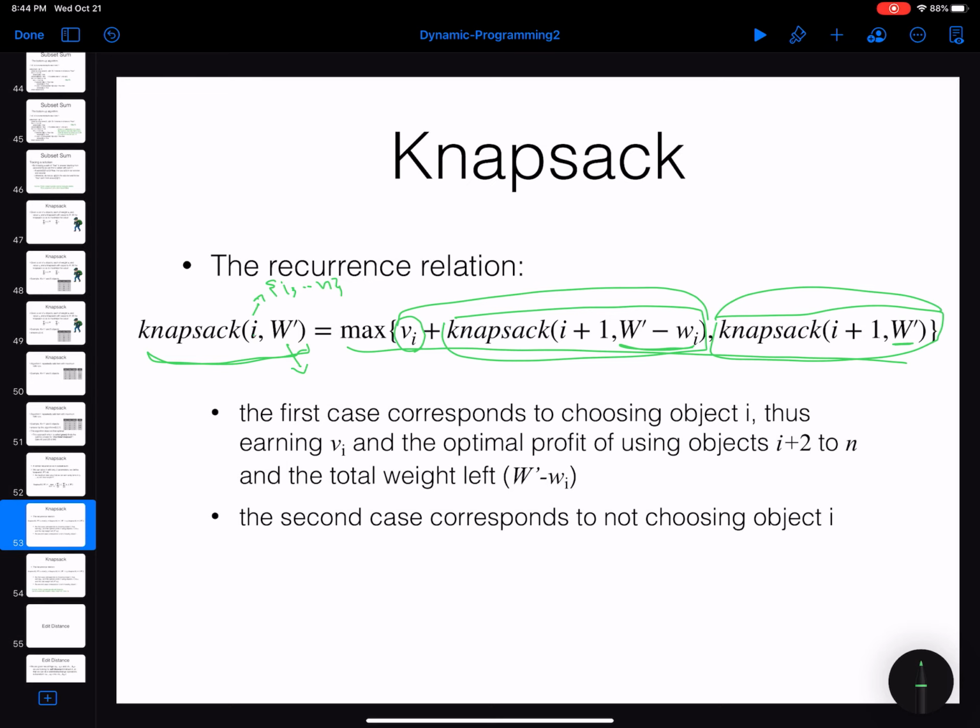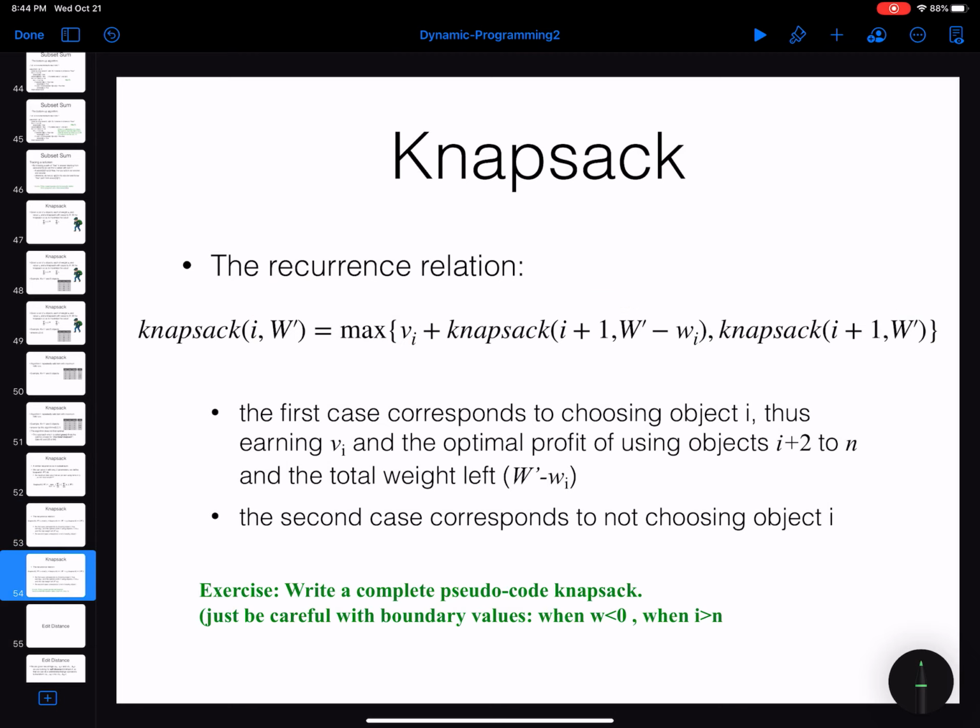The rest, the pseudocode and everything, is going to be very similar to the subset sum problem. I have written the complete pseudocode at the end of the slides, but try to write it yourself, then compare it to the answer that I have given at the end of the slides.